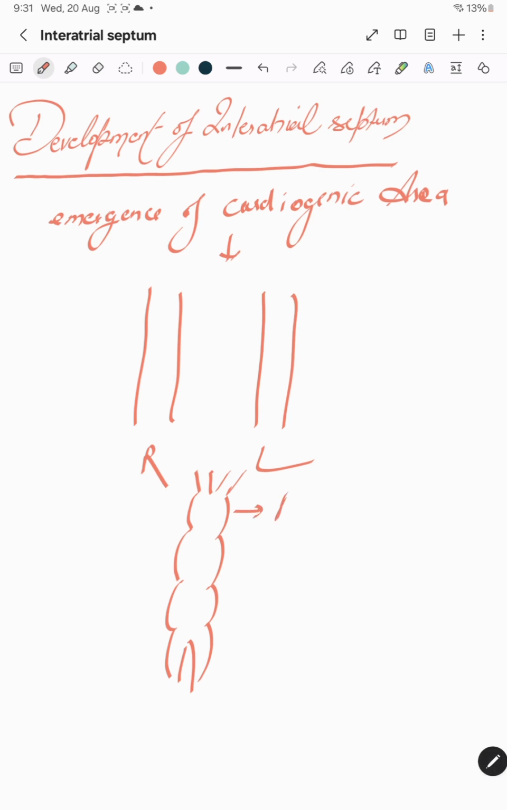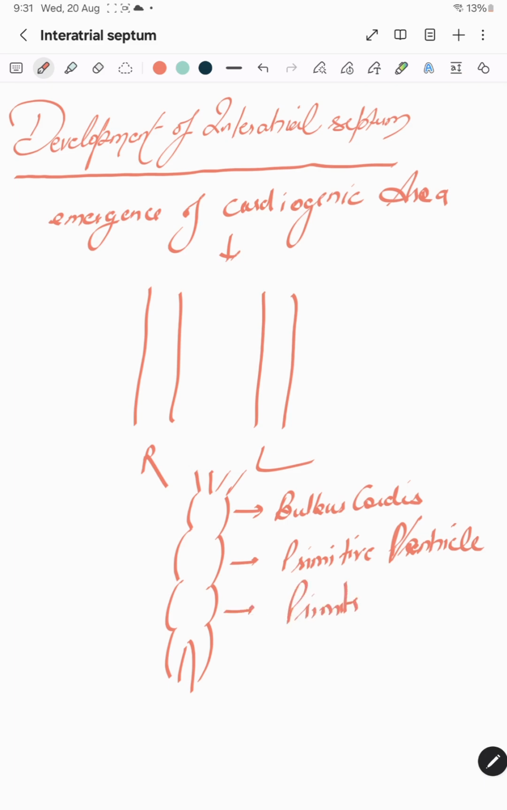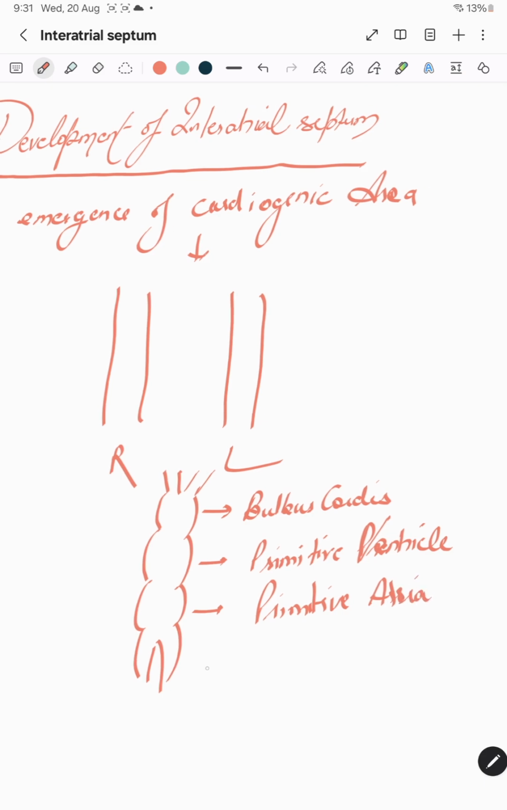One is bulbus cordis, one is primitive ventricle, primitive atria, and this is sinus venosus. So, cardiogenic area forms two tubes, one is right, one is left.